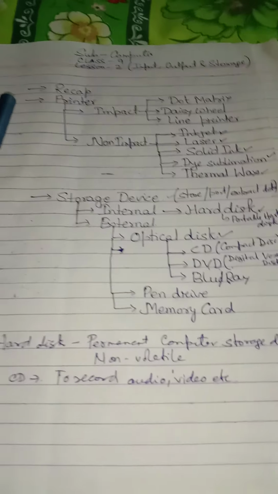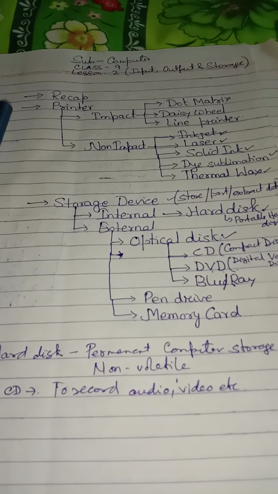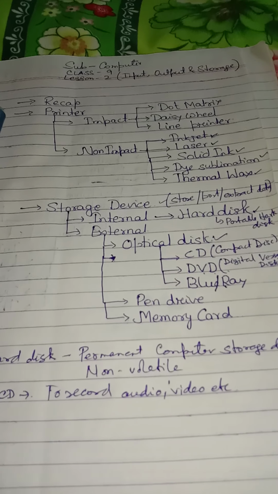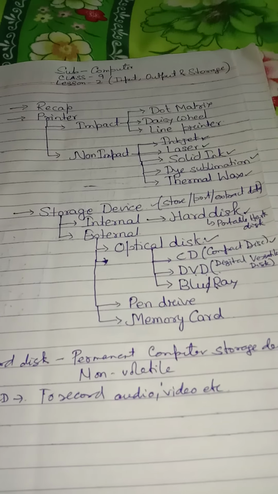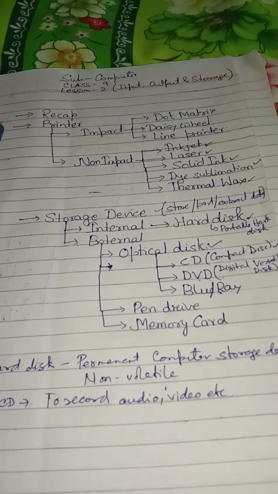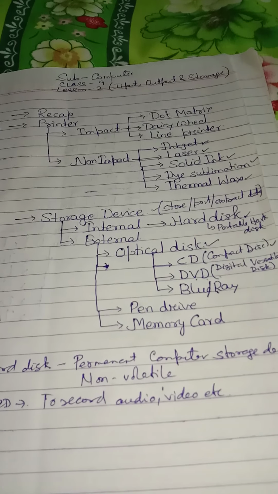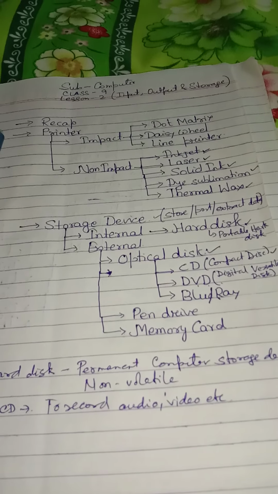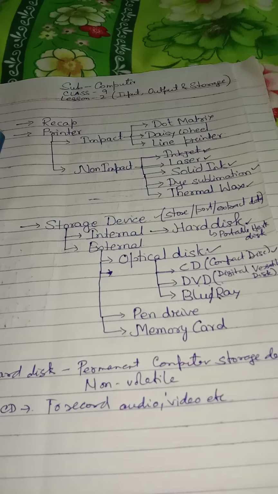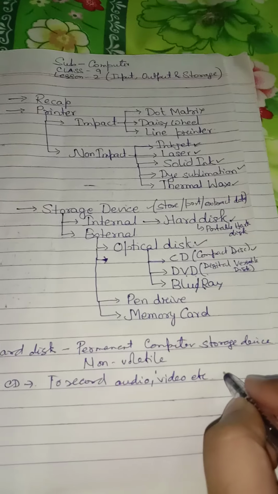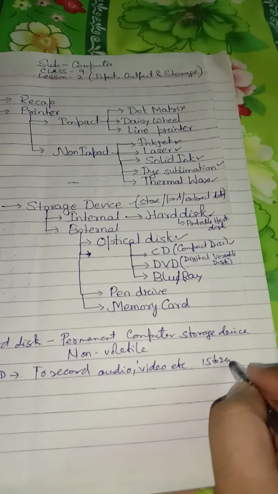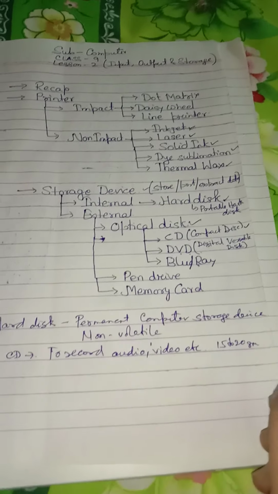Generally the CD measures 4.7 inches or 120 millimeter in diameter. It weighs between 15 gram to 20 gram.